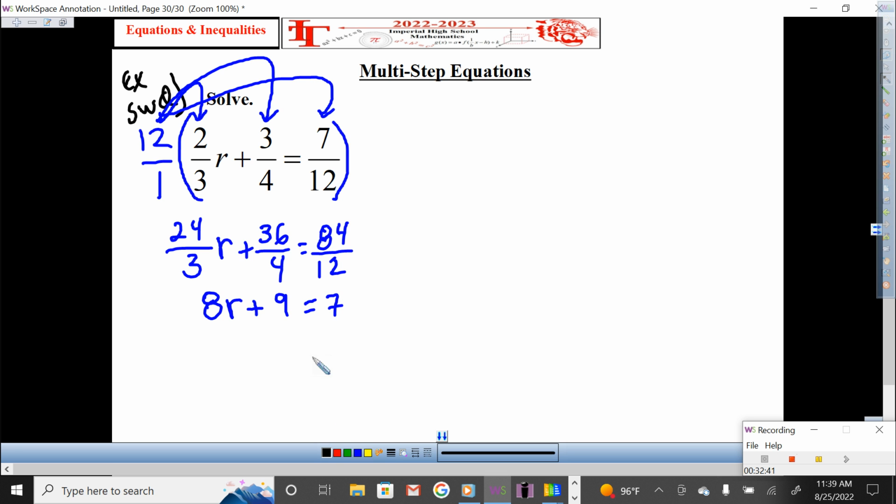Or let me help you out. There you go. So, can't simplify. We have R to leave by itself. That means we have multiplication and addition. So I'm going to start here. Minus 9, minus 9. We end up with 8R equals negative 2. And the last step, inverse of multiplication, is division. So R equals negative 2/8, but simplified is negative 1/4.